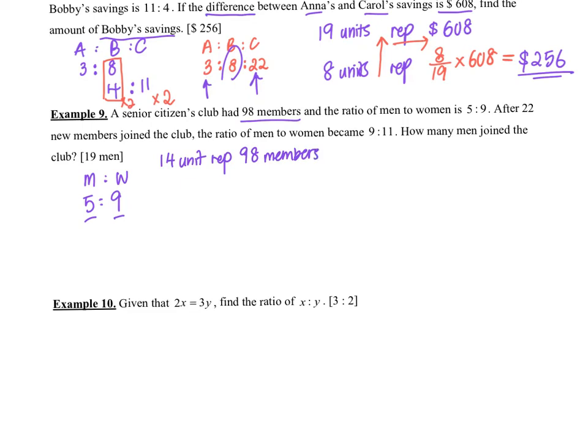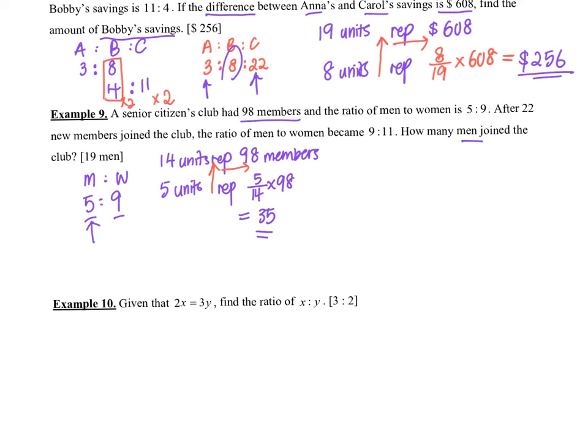So after 22 new members join the club, they want to find how many men join the club. So we're going to look at men. Men have how many units? 5, right? So I'm going to find 5 units. And 5 units will be 5 out of a total of 14 times 98. And that is actually representing 5 over 14 times 98 to give me a number of 35 members.